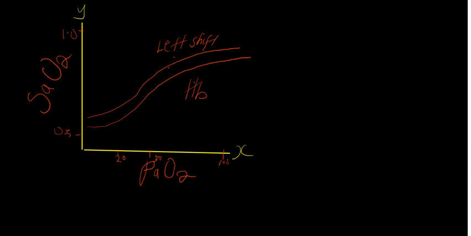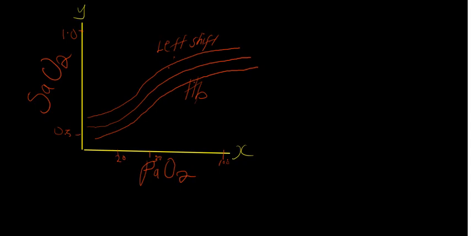But what does it mean when you shift the curve to the right? Like this. As you can see, this curve here comes down and you reduce the y-axis. When you reduce the y-axis, that means that you reduce the affinity of hemoglobin to bind oxygen. So now let's see the factors that affect the shifting of the curve to the left or to the right.